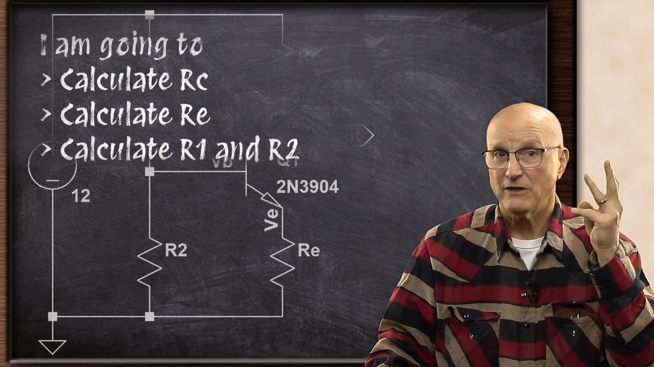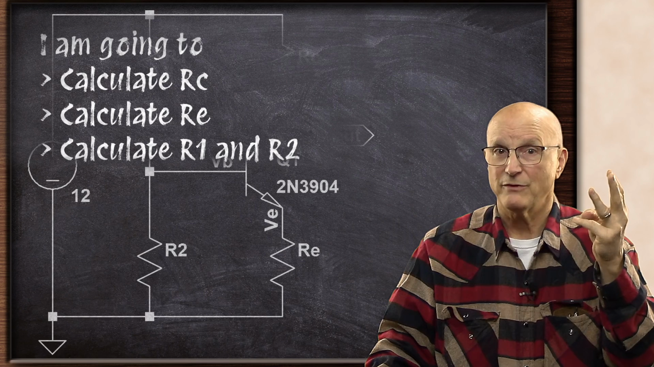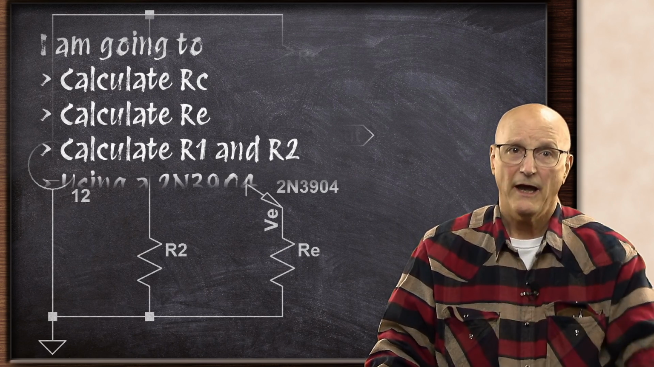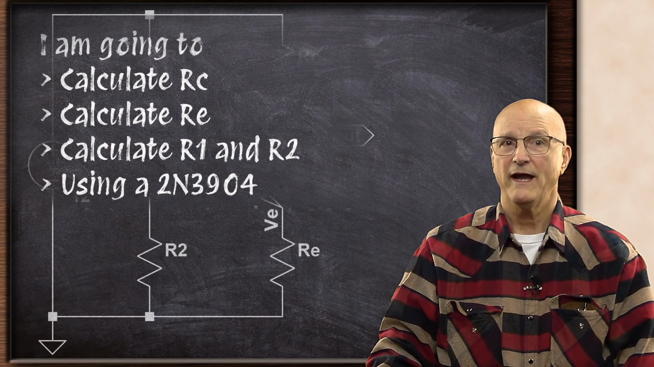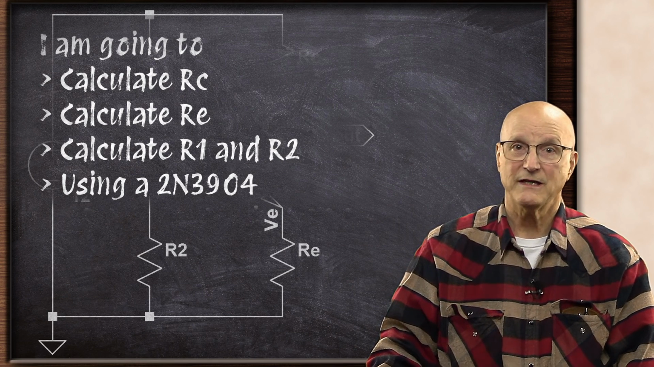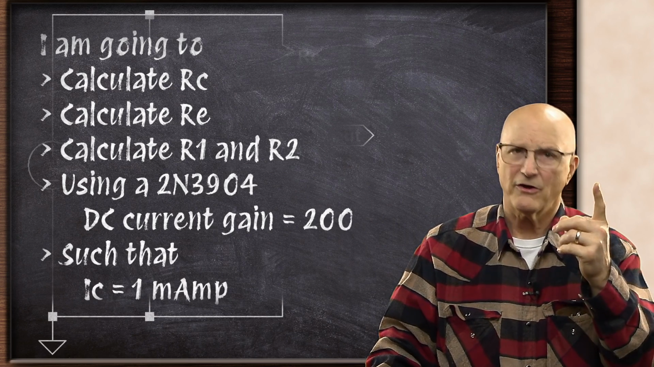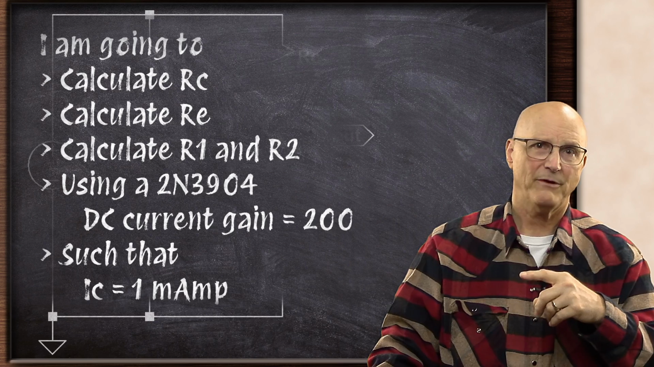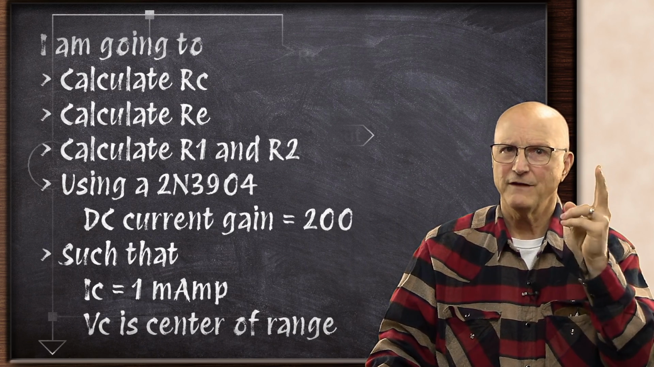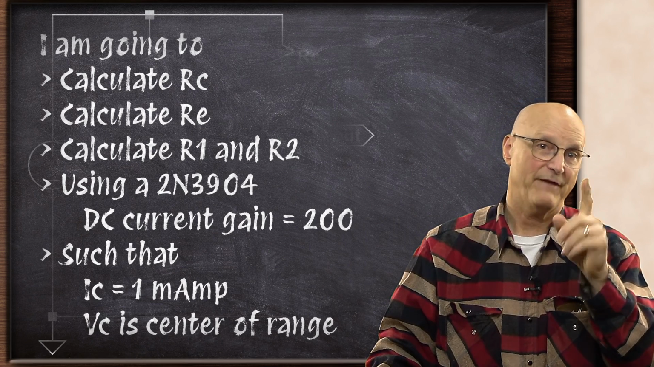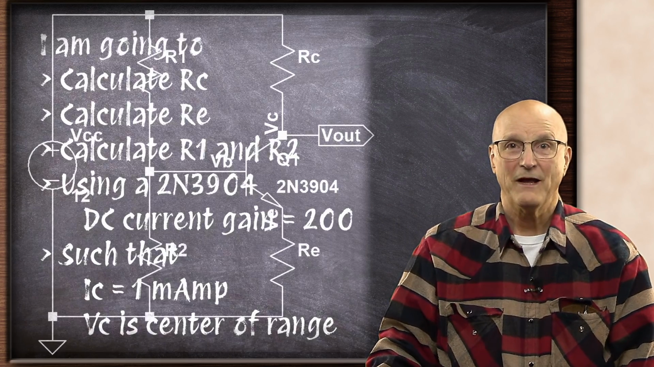And I'm going to calculate the values of the voltage divider resistors R1 and R2 using a 2N3904 NPN transistor with a DC current gain of 200, such that the collector current IC is 1 milliamp and the collector voltage VC relative to ground is in the middle of the available range. So let's begin this process.